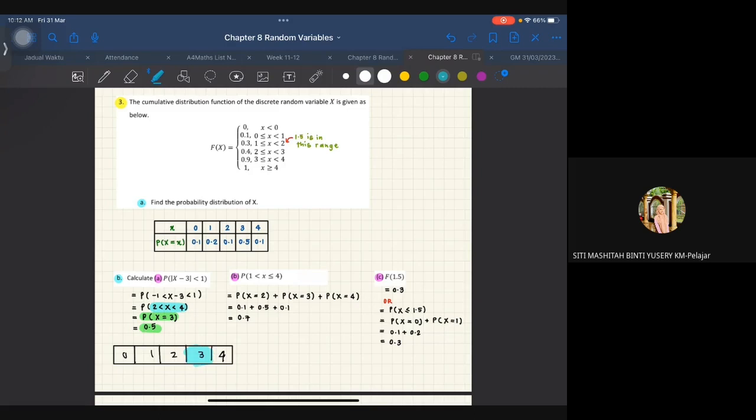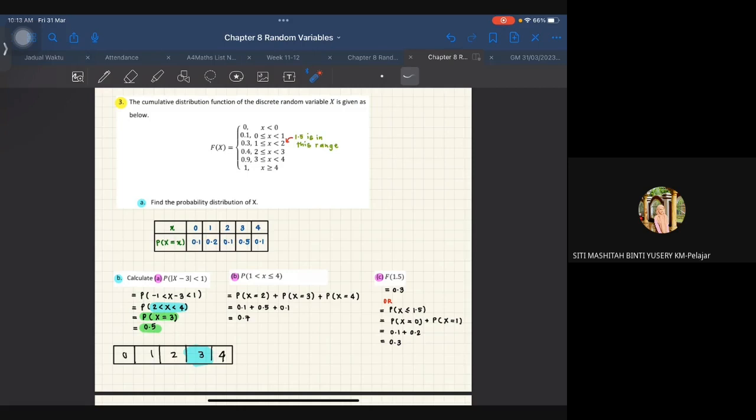So maksudnya kita nak cari apa? Maksudnya kita nak cari Px equals to 3. So terus tengok dekat dalam table awak, jawapan adalah 0.5. Itu sahaja. Is that clear? Yes. Okay, good. Okay. Alright, so jom kita sambung lagi.